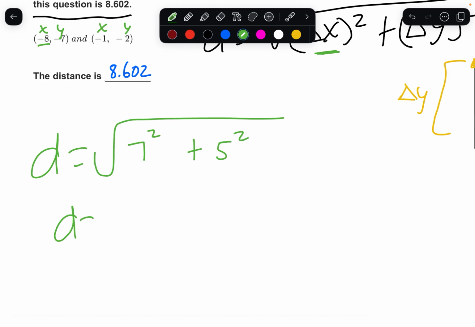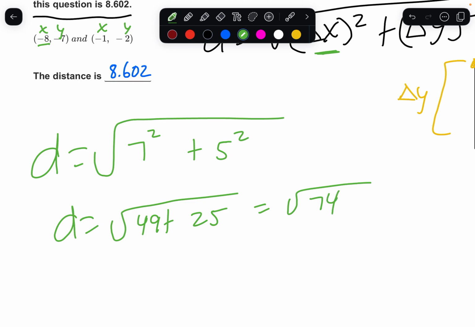Now, if I didn't have a calculator, I would leave this as 35. Nope, not 35. Who said that? This is 49 plus 25, which is the square root. So that'd be 60 plus 14, be 74.